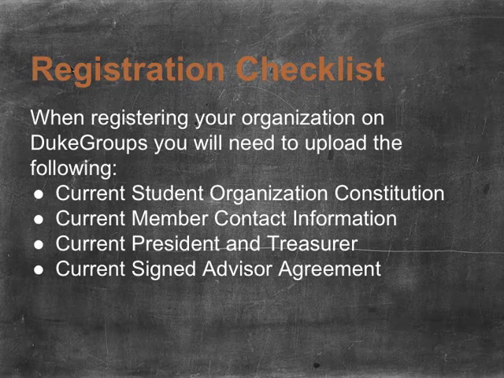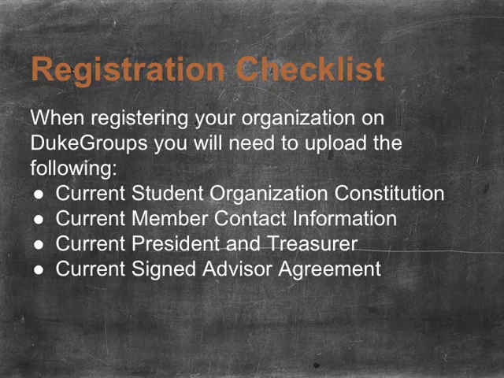To be active for this academic year, your organization needs to re-register in Duke Groups. Prior to beginning the registration process, it will be helpful to gather your constitution, member contact information, current president and treasurer, and signed advisor agreement form, which is located in the Forms section of the UCAE website.